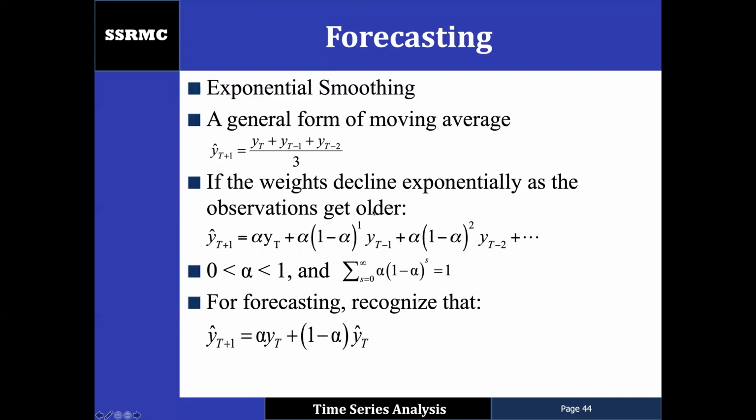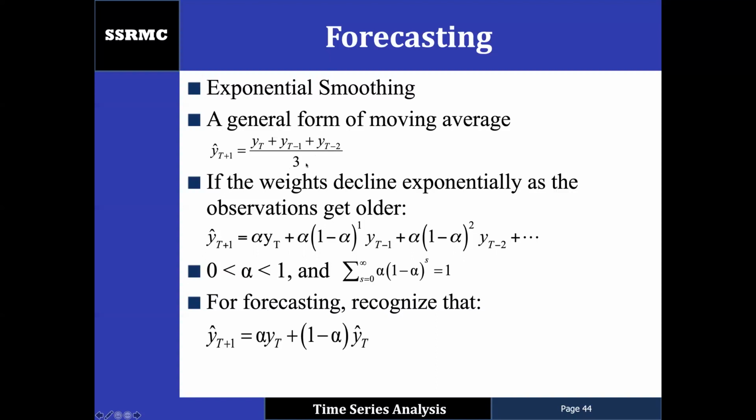The next way to do forecasting is to use exponential smoothing, which is quite commonly used in practice. The benefit of using it is it doesn't require other information than the historical value of the variable itself. So it's similar to AR1, but it's easier to implement. It's based on the idea that it's a more general form of a moving average.